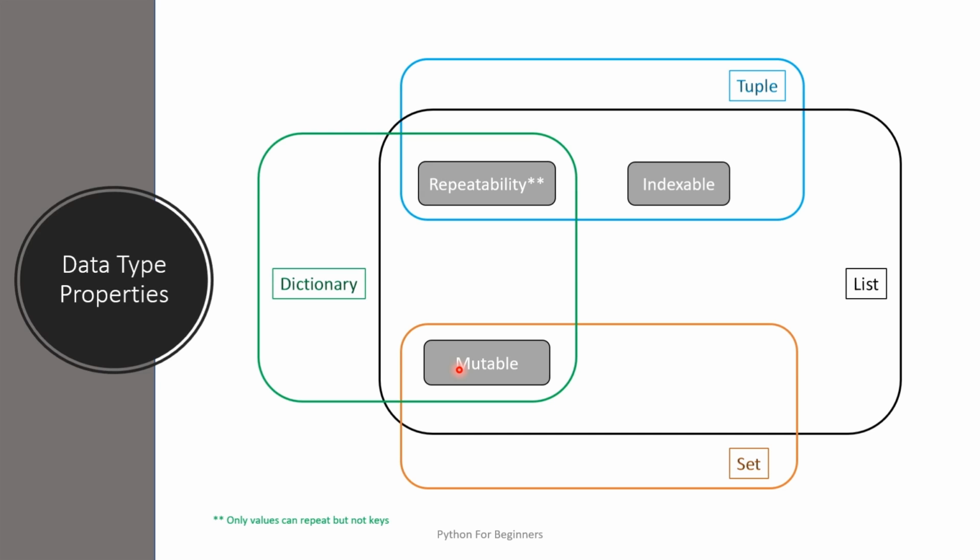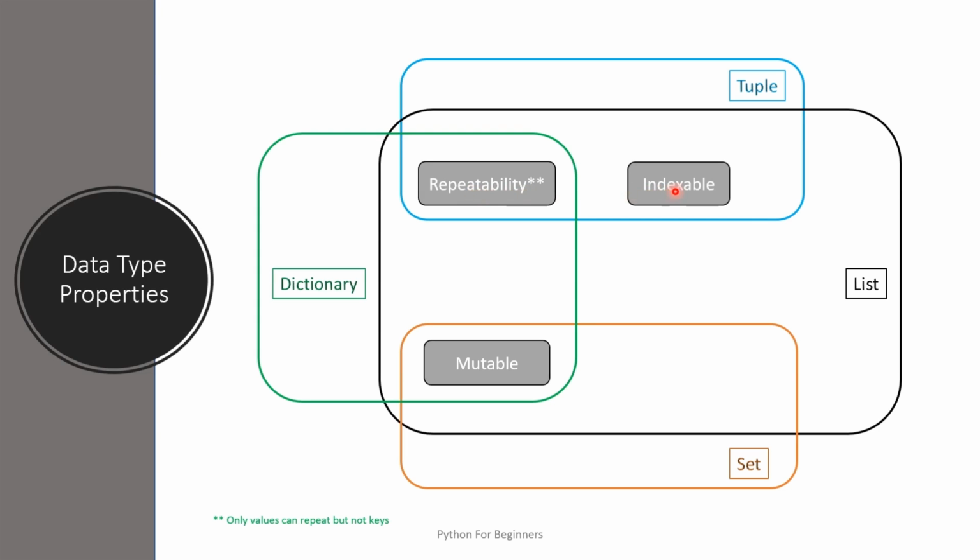The three major attributes that define the structure of a container are, first, repeatability. That means whether that particular container allows its values to be repeated or not. For example, if we provide the same value again into that container, will it accept it or not? This property is called repeatability.